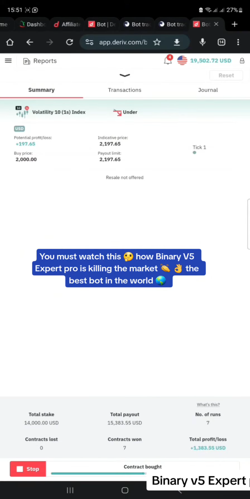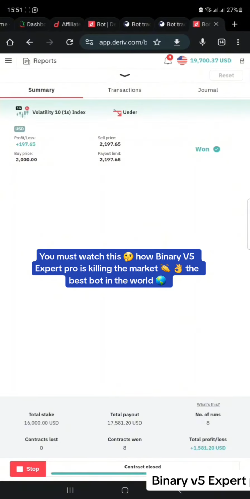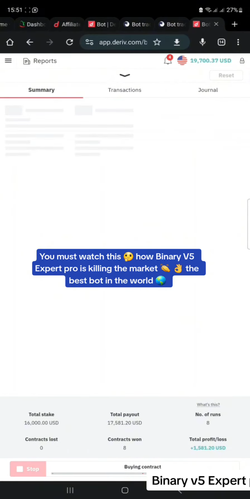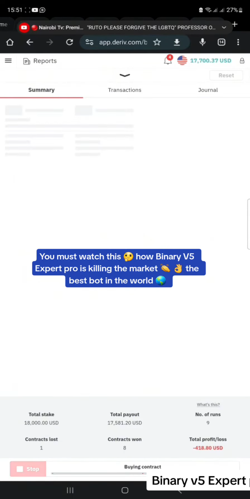So right now we have made $1,383 US, guys. This bot is supersonic. You can see how it is trading, how it's making profits. Yes, this is the best bot in the market, guys.